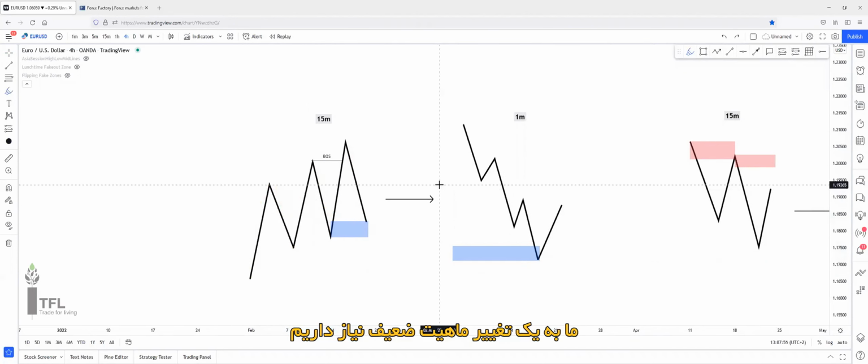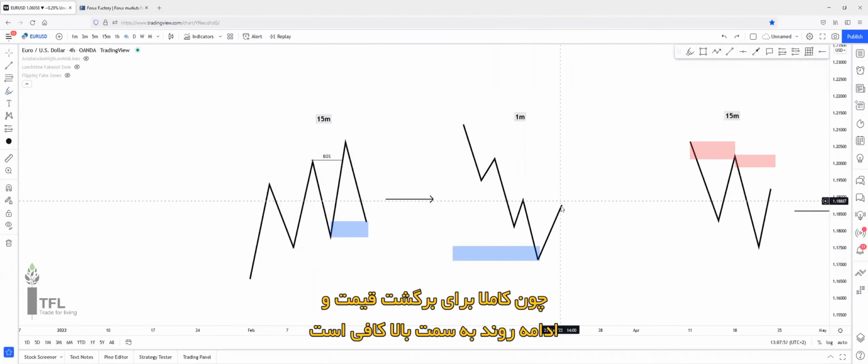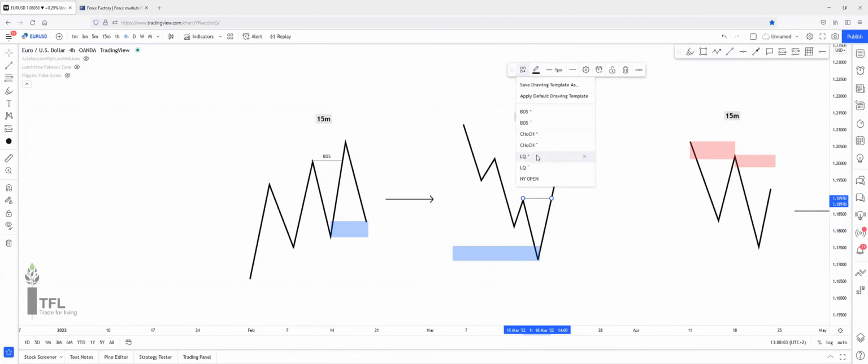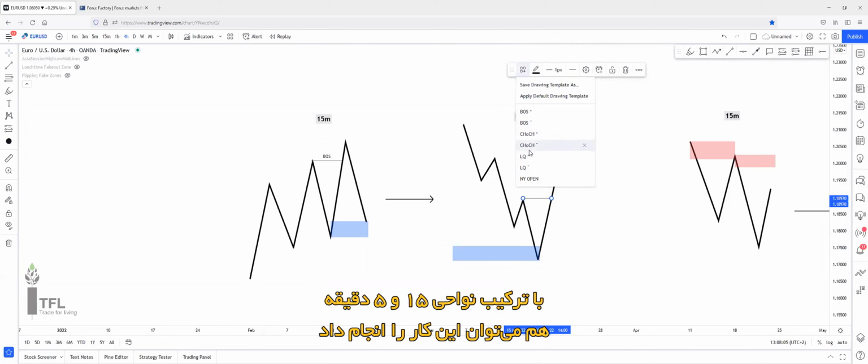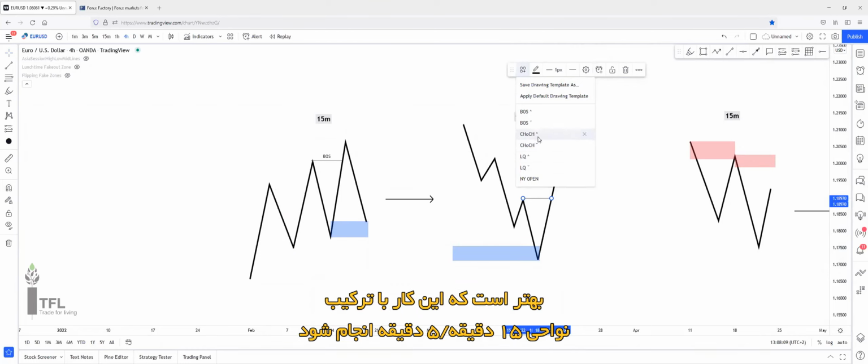We need a single weak change of character because that will be perfectly enough to reverse price and continue the main trend movement to the upside. And this can be combined with the 15-minute POIs and 5-minute POIs, as I said. These are the best to be combined with the 15-minute and 5-minute POIs.